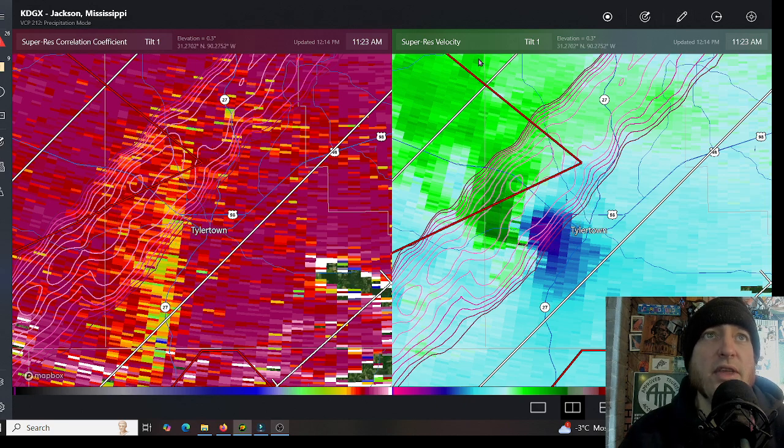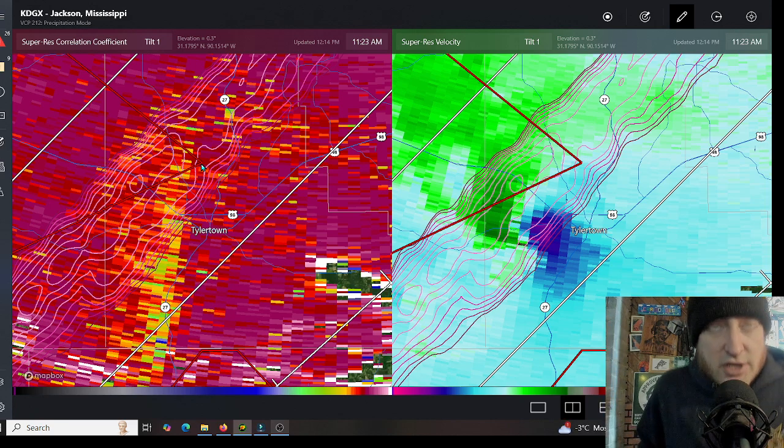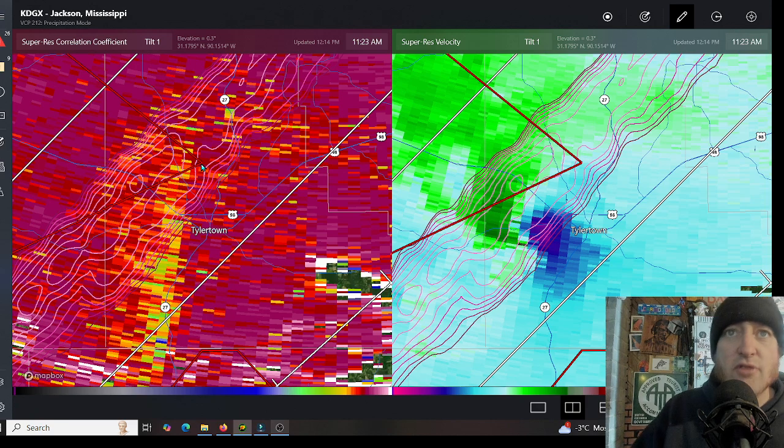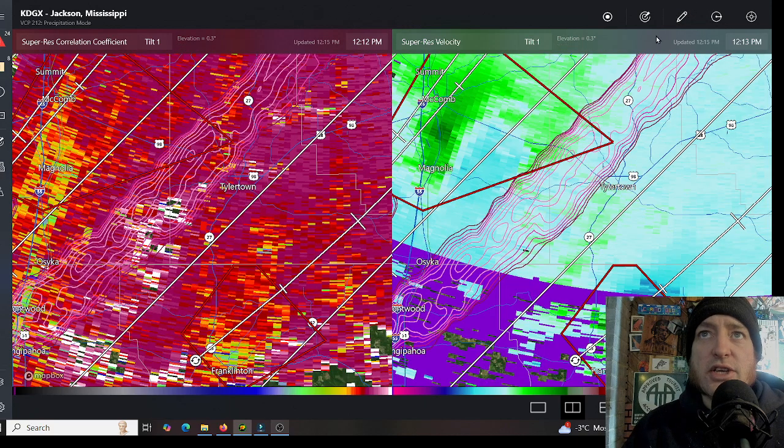Now, what do we have on this one here on the left? This is correlation coefficient. So what it's measuring is how uniform are the particulates that are in the air. So if it's raindrops, they're probably all the same size. If it's raindrops, but then some hail, you're going to have some variations. Well, if you have a tornado go through an area, you're going to have even more variation. So what are we looking at here?